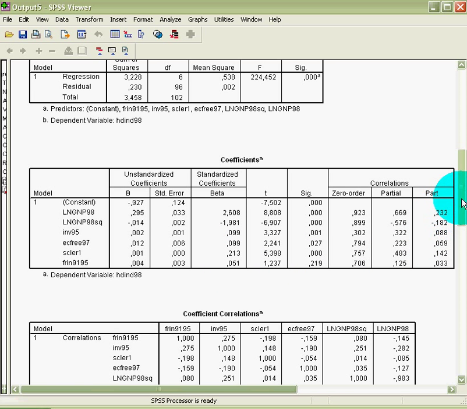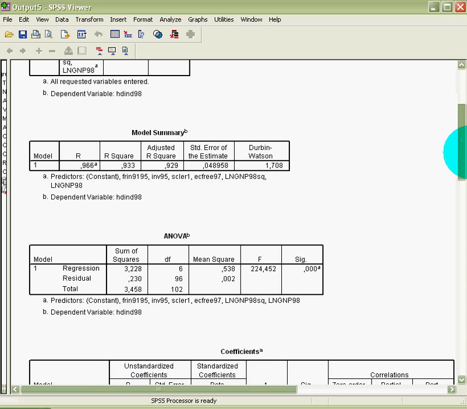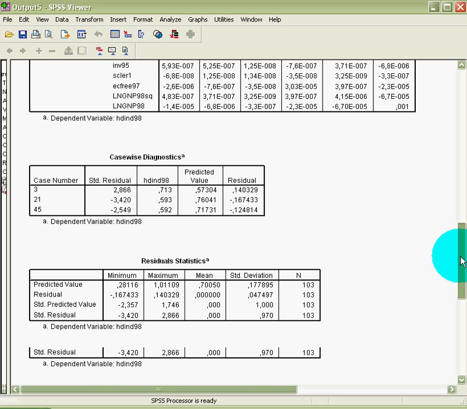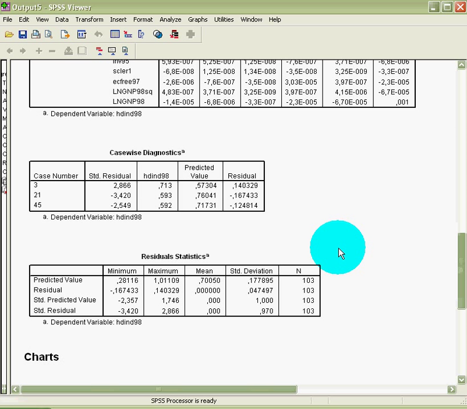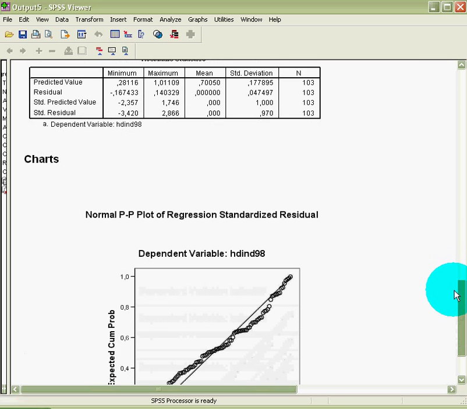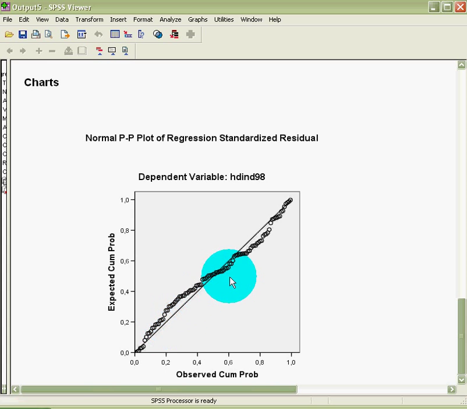Okay, let us check some of the assumptions. First of all, Durbin and Watson. Durbin and Watson is quite near 2. So if it's very near 2, we don't have problems concerning serial correlation. Another thing, let's go down to the output. Oh, SPSS has to think a little. Okay, here we are. You see, the residuals are quite normally distributed, so we don't have problems there.